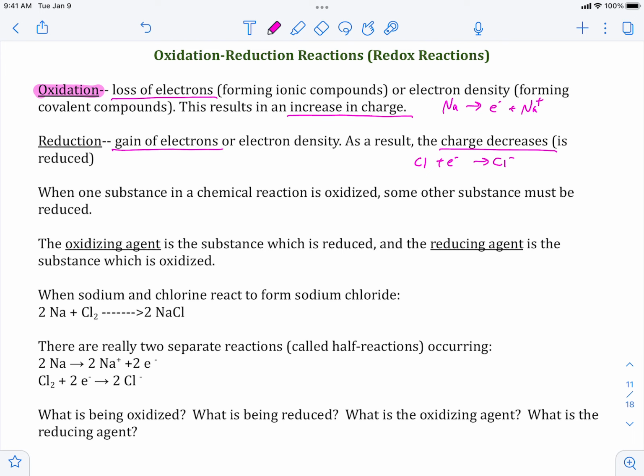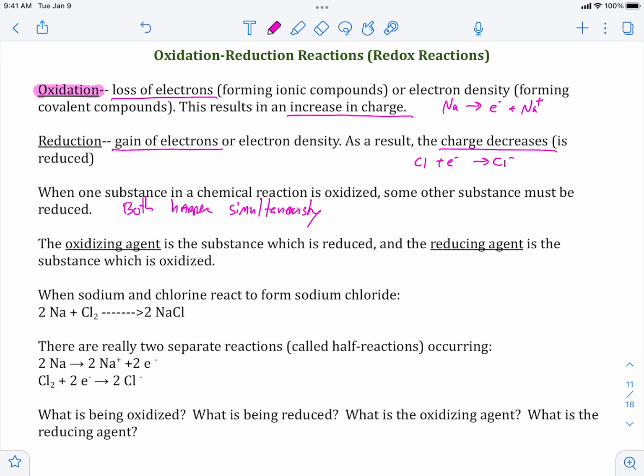Now, this must happen in pairs, right? Once one substance is oxidized, some other substance must be reduced. So what that's saying is both happen simultaneously. You can't have one without the other. You can't borrow money if there's no one there to give you the money. Okay, so you can't have a loaner. You can't have a borrower. Okay.